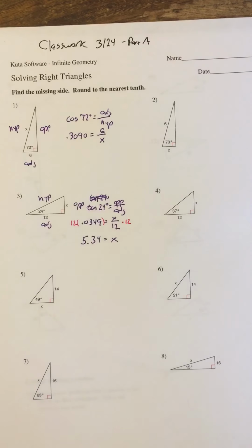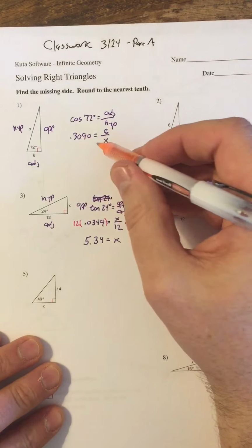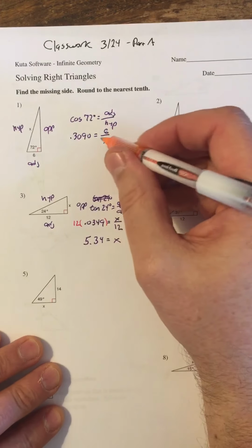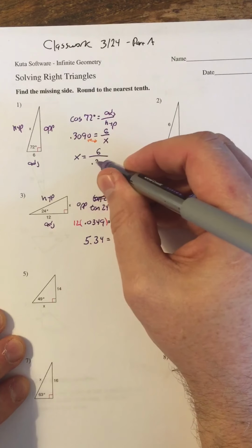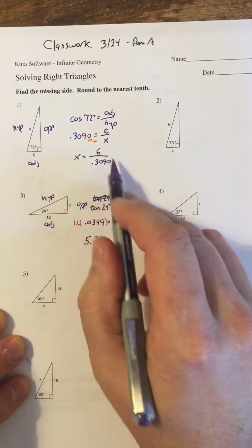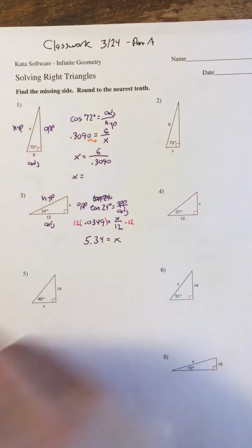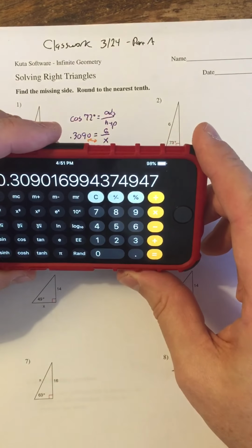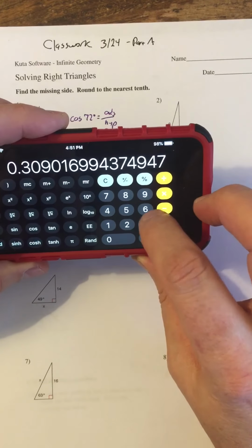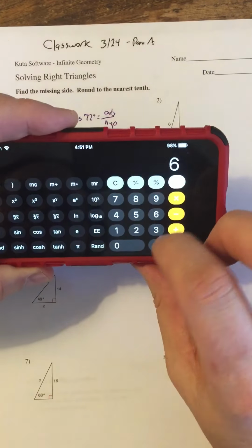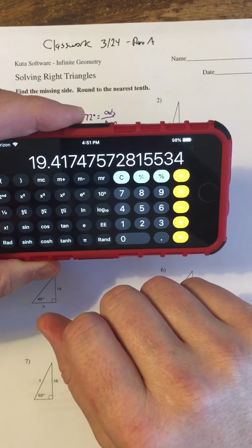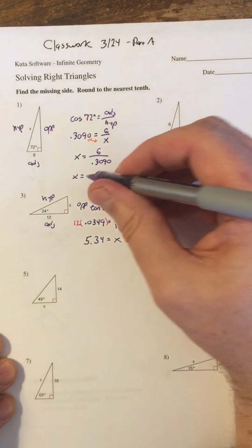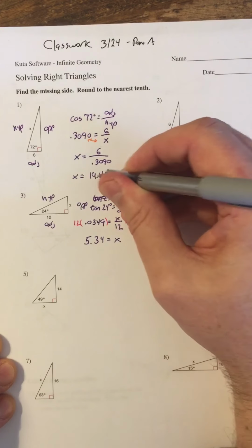So this is one of those where the x is on the bottom, so the algebra is different when the x is on the bottom. I have to switch places with these two. So then I have x equals 6 over 0.3090. Now, this is a division problem, so I'm just going to divide. So I probably have to retype the number for that one. 6 divided by 0.3090 equals, and I get 19.417. So that is 19.417.